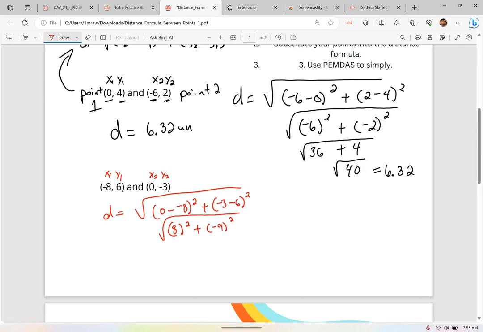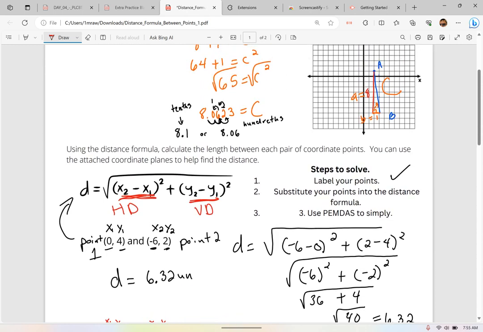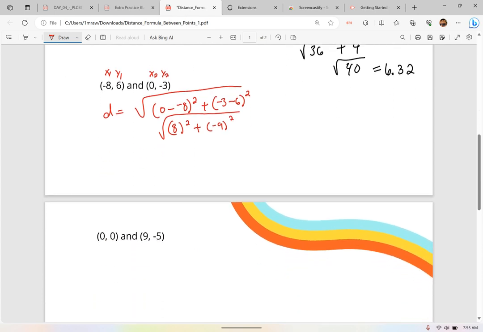Now, what's important to note, you see this right here? This is going to be your horizontal distance. We touched on that yesterday. And this right here is going to be your vertical distance. So counting this would be our vertical, and this would be our horizontal. And that's why it's always positive. Length is always positive. So this is why these outcomes are positive 64 and 81, just in case you were wondering.